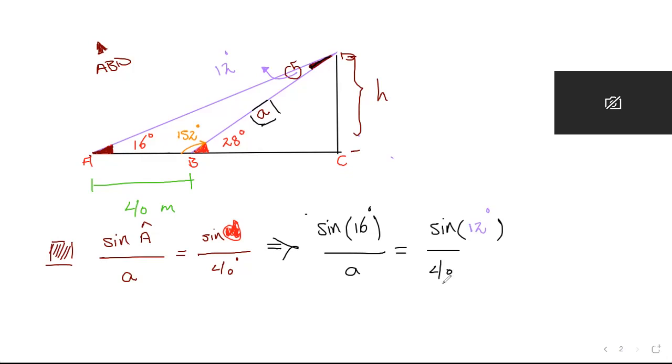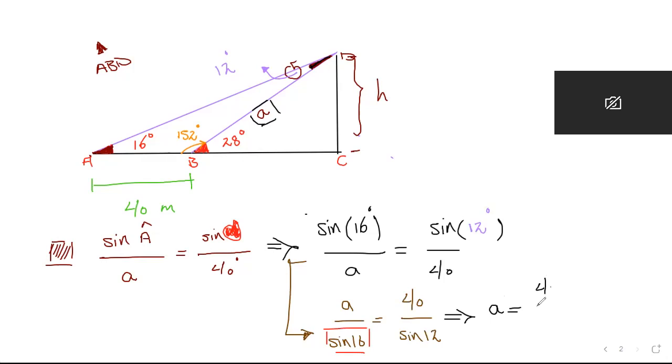In order to find the A, what do I do? I'm going to flip all sides. I can write A over sine 16 equals 40 over sine 12. Now, the thing which is a little bit inconvenient is sine 16. If I multiply both sides by sine 16, I get A isolated becomes 40 over sine 12 multiplied by sine 16.